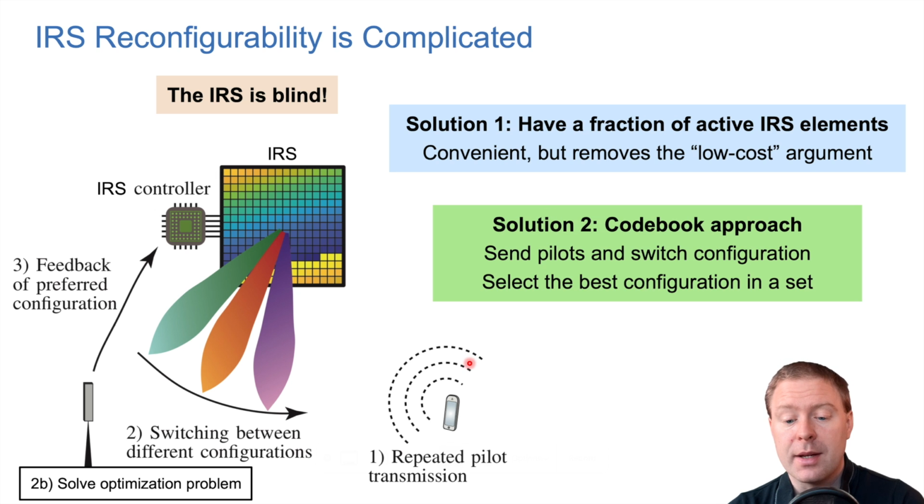And the idea is then that you have, for example, a user terminal that transmits a known signal over and over again, as you would do in order to learn the channels. But the important difference from a conventional system is that the IRS is changing its configuration over time. And in that way, we can get different measurements of the received signal with different configurations at the base station. It can solve some kind of optimization problem, like the ones we have described earlier, and then feed back the preferred configuration to the IRS controller. And in this way, we can figure out a good configuration.